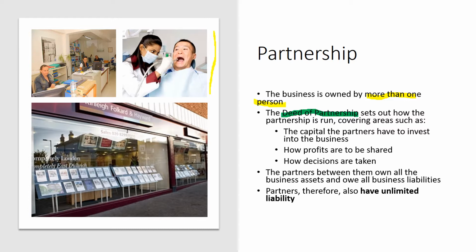It covers how much money each partner has to invest, how much capital, and then how much each partner is going to get as a share of the profits if the business makes a profit. It also sets out how decisions are going to be taken. Is there going to be a lead partner? Is there going to be a vote? What's the mechanism that's going to be used? The partners between them own all the business assets and owe all business liabilities. So again, partnerships have unlimited liability.